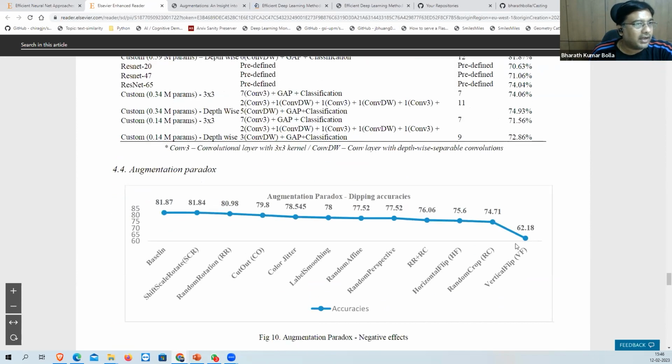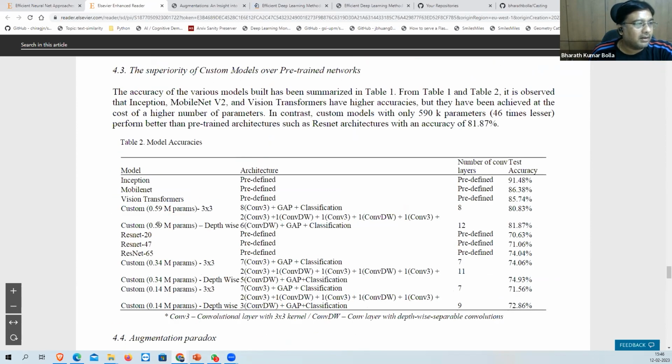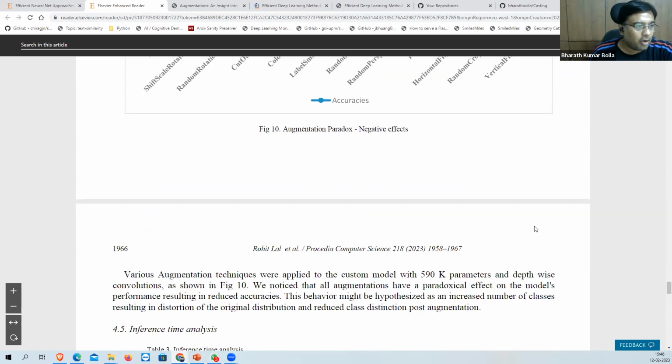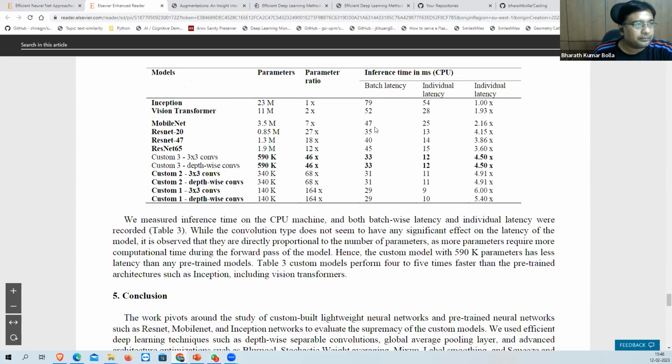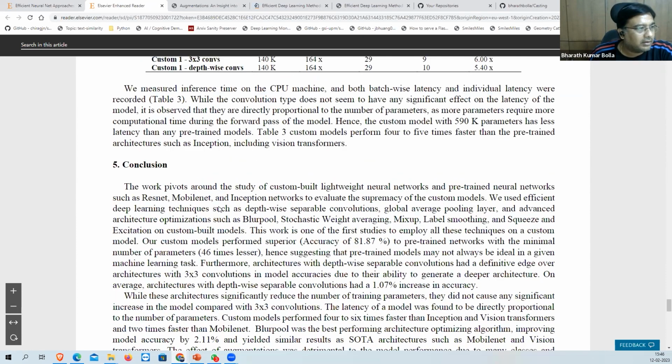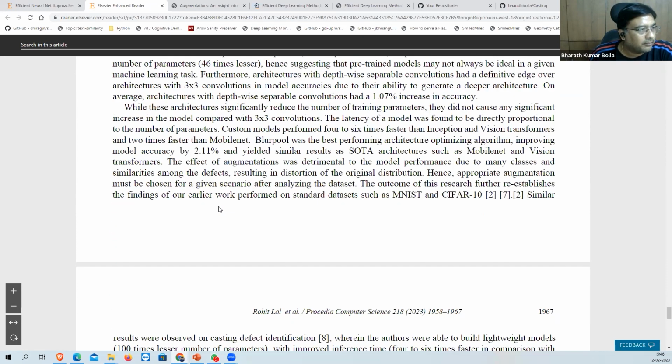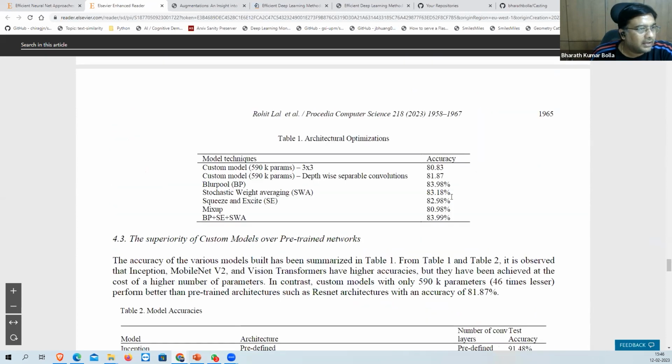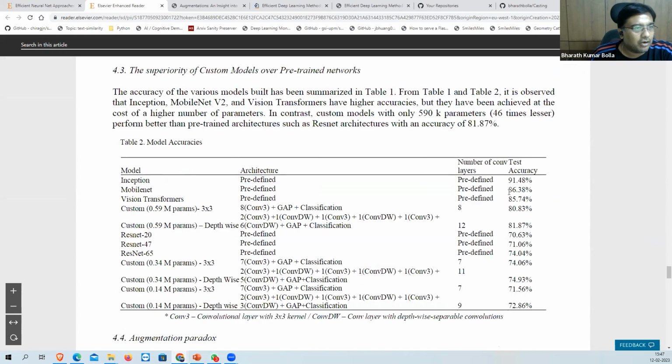So we took our 590K parameter model, which got 81.87% accuracy with depthwise. On top of it, we applied Blurpool and all these things. We got 84% accuracy, and this 84% is very close to our MobileNet.